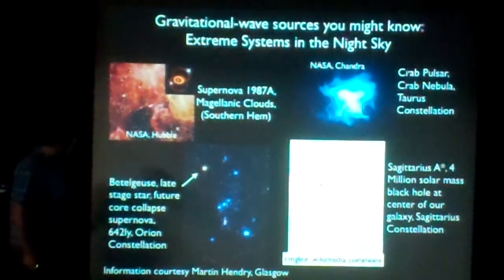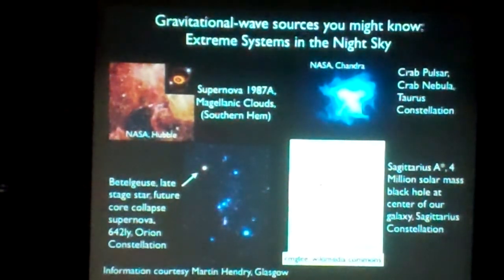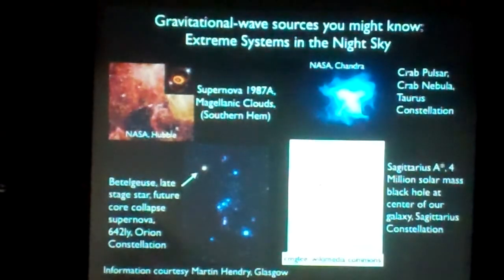Betelgeuse, I'm sure you all know, is a future core collapse supernova candidate, so it could blow up at any time. It's only 642 light years away, and so we think that if this blows up, we'll definitely be able to detect it. And then there's Sagittarius A star, the black hole at the center of our galaxy.